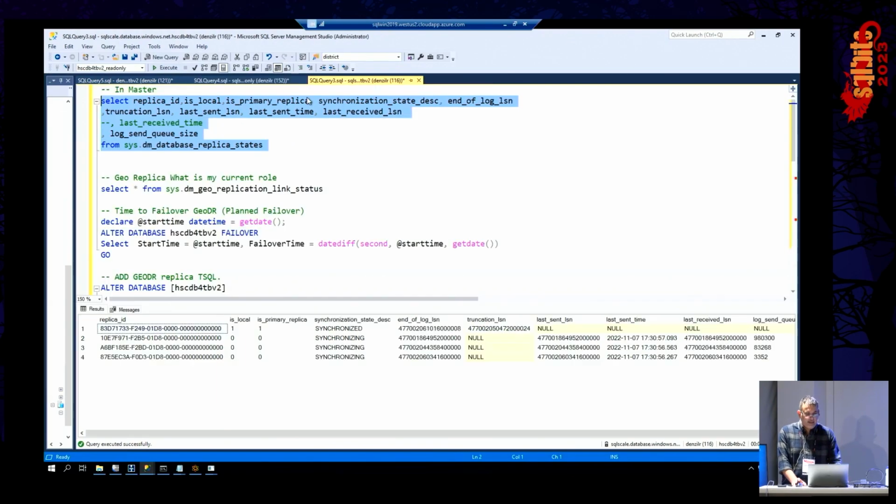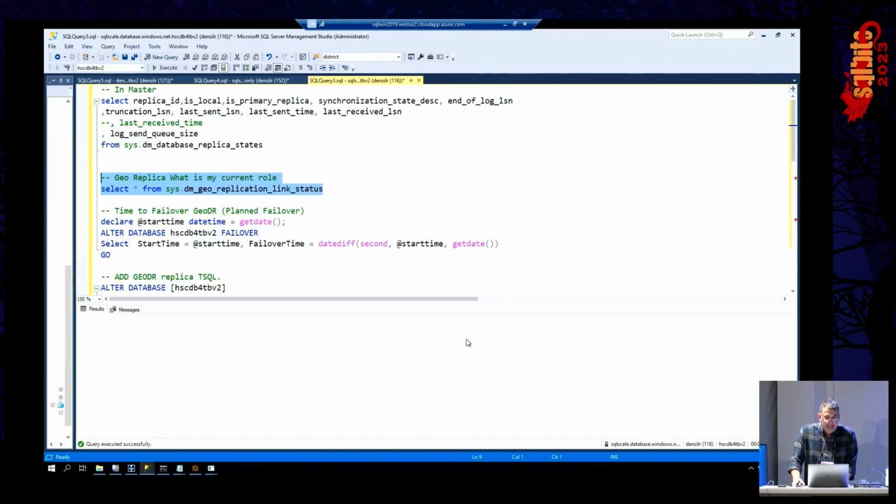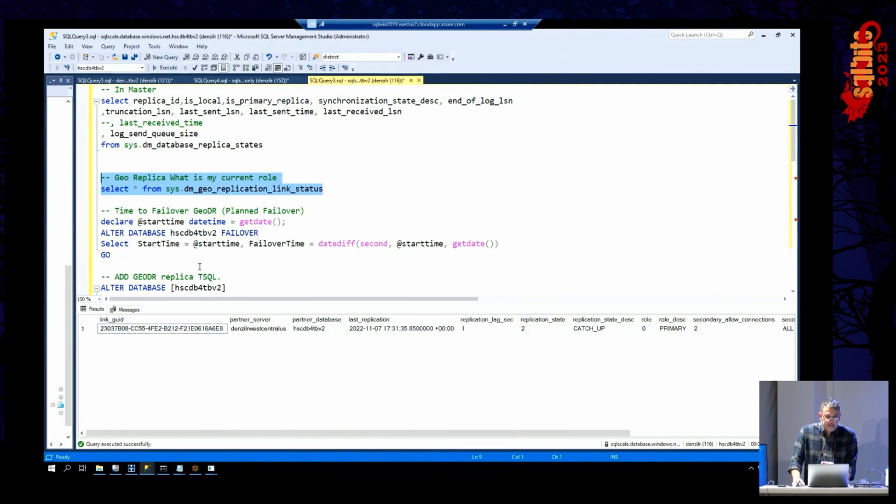It gives you the replica ID. It also gives you a few other things, like when the last LSN was sent to the replica, and so forth. And then you have the geo-replica link status DMV, which gives you the lag between the regions. You'll see the replication lag seconds where my pointer is, and it's between 0 and 1 second, since this is asynchronous replication to the other region.